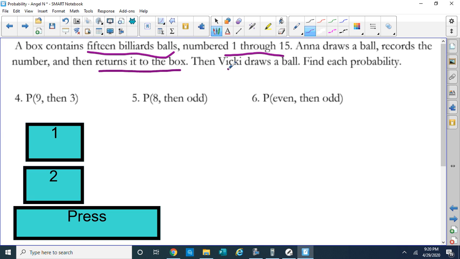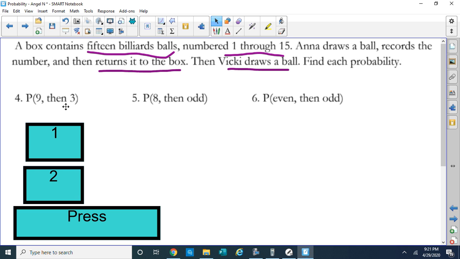So then Vicky is going to draw a ball. So find the probability. All right, so let's take a look at what we got here. For number 4, we have the probability of getting a 9 by Anna, and then Vicky's going to get a 3.